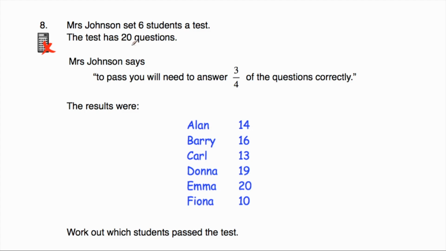Now there's 20 questions, so let's work out what 3/4 of 20 is. To find 3/4 of 20, we're going to divide by the bottom and times by the top. So we're going to divide 20 by 4. 20 divided by 4 is equal to 5. That's a quarter of 20. Then we're going to times by the top. So 5 times 3 is equal to 15.